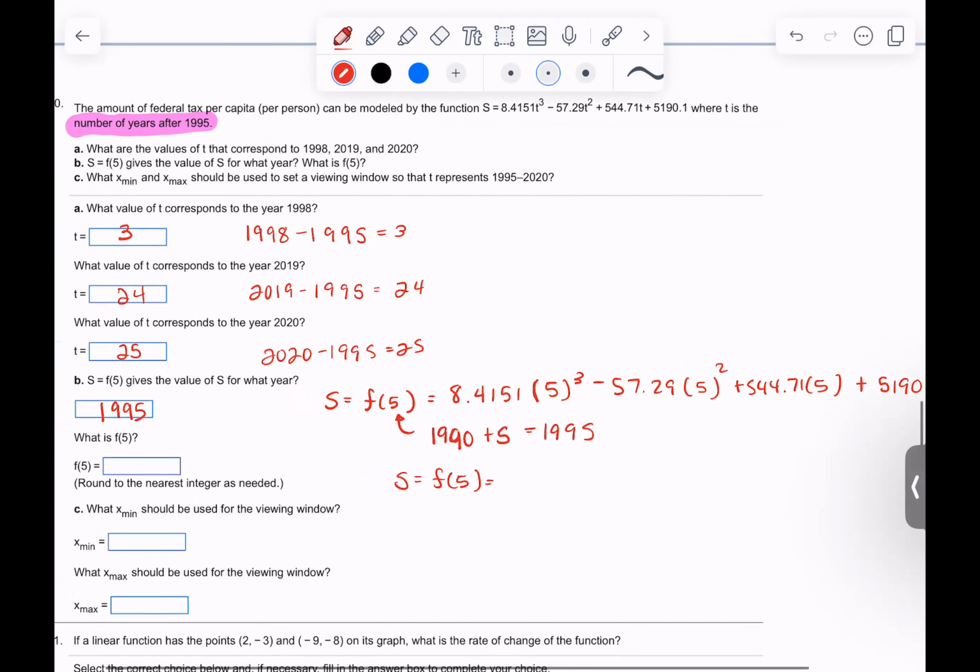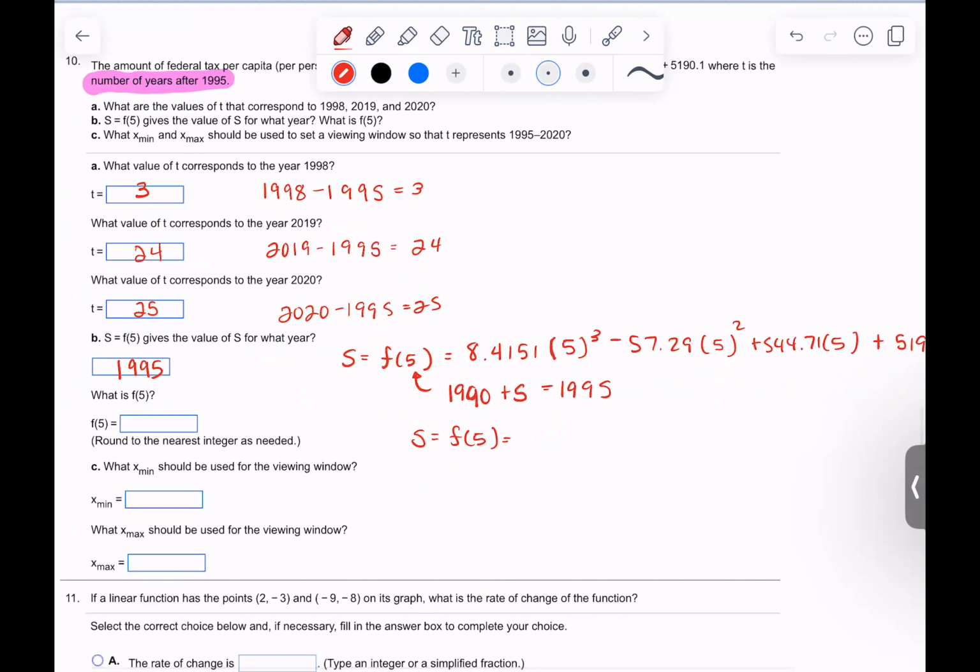I made a mistake. I'm gonna fix it in just a second. That would be 7533. And they tell me to round to the nearest integer. So I'm gonna round that off to the nearest ones place. Where's my boo-boo? Did you see it? My boo-boo is in the second part. Right there.